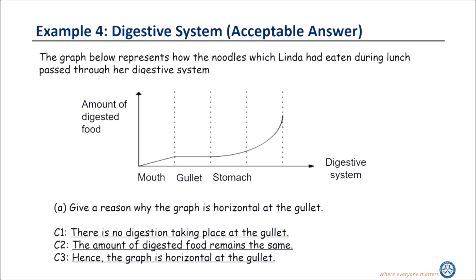Let us look at the acceptable answer. For C1, which is the concept, student has to mention that there is no digestion taking place at the gullet. For the connection, the student has to then mention that that is why the amount of digested food remained the same. And finally, for the conclusion, the student has to mention that that is why the graph is horizontal at the gullet, to show that there is no change in the amount of digested food.